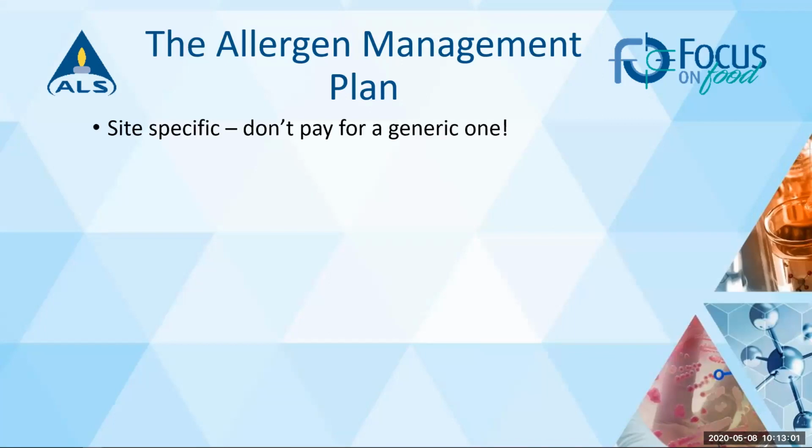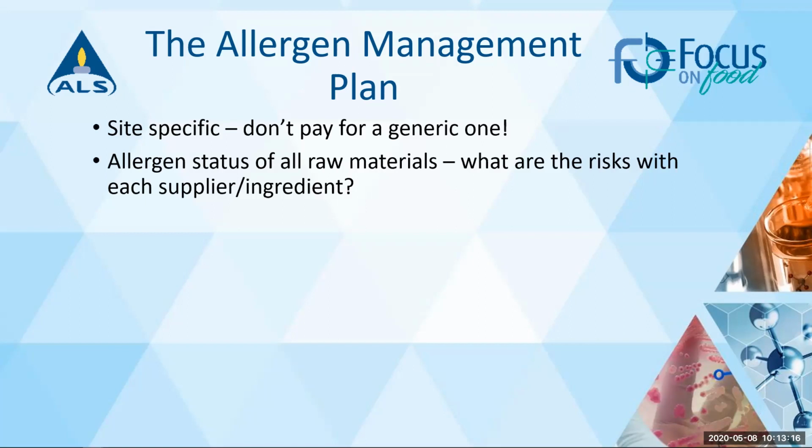So the allergen management plan is a key document in your food safety program. Like HACCP or a food safety plan, it has to be site specific, as each facility and process brings its own risks and issues. Most allergens are brought into your facility through the purchase of raw ingredients, which is why it's crucial to know the allergen status of all your raw ingredients.